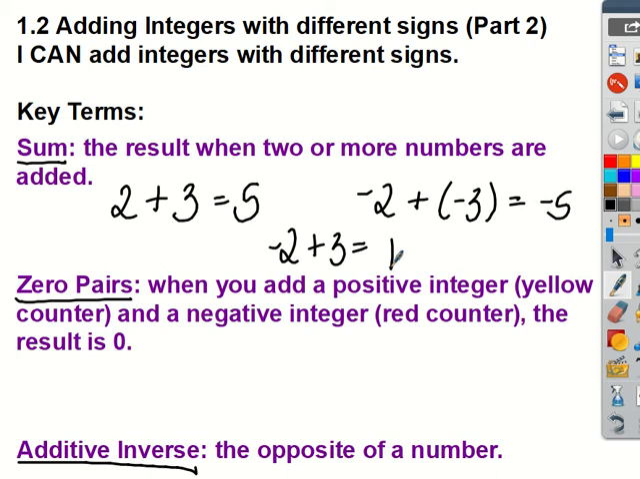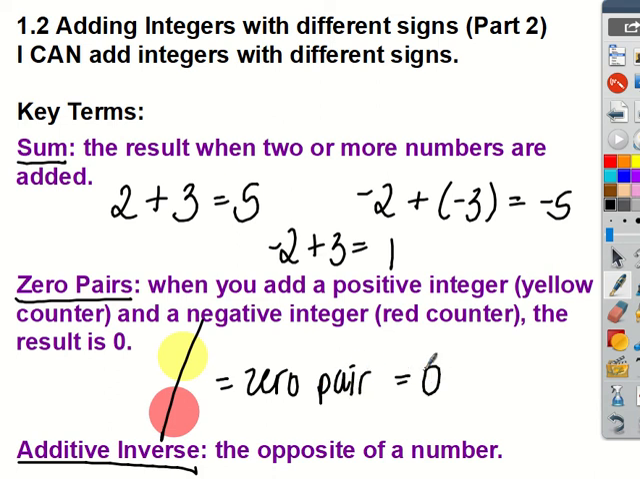0 pairs you guys have heard and we've talked a lot about over the course of the last couple days. It's when you add a positive integer. Remember, our positives are our yellows or our R's or our Y's or our pluses or whatever it is you want to call it. And then we have a red to that. Together we have a cancel out known as a 0 pair that is equal to 0.